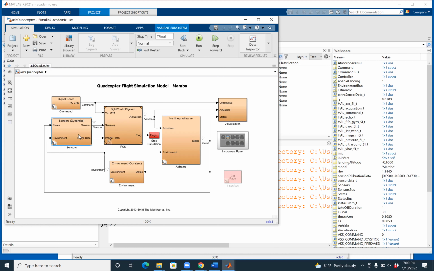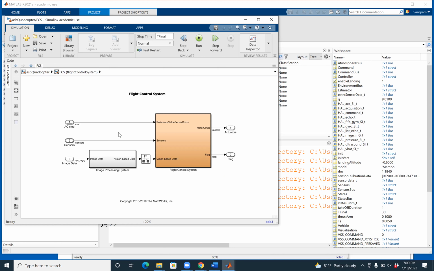And then this is the flight control system. Parrot Mambo has an optical flow vision-based sensor from the downward facing camera. It also has the ultrasonic sensor that gives the height information. It also has the barometric sensor. So you have an image processing system that is going to capture the data, convert this into the format, and then actually pass it on to the flight control system.